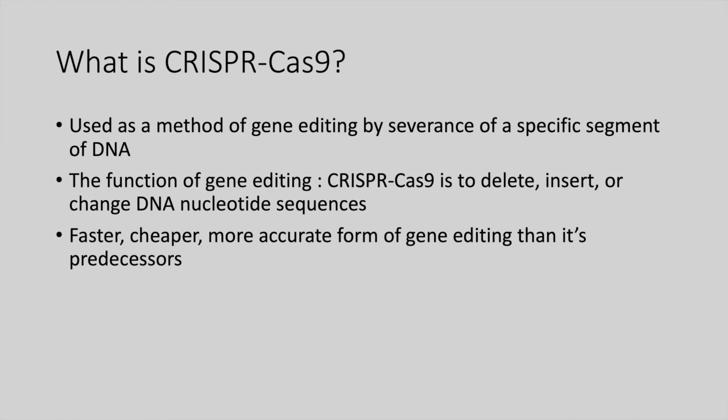So what exactly is CRISPR-Cas9? Well, simply put, it's a mechanism of gene editing by severance of a specific segment of DNA, and I'll be going over that more in depth later on in the slide. Moving on, the function of this specific gene editing mechanism is to delete, insert, or change DNA nucleotide sequences. And it is believed to be a faster, cheaper, more accurate form of gene editing than its predecessors.